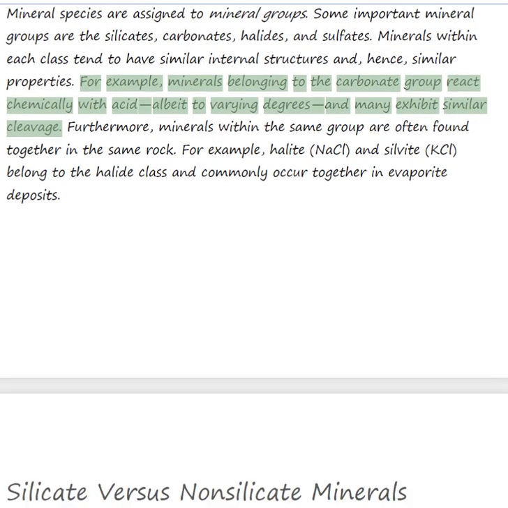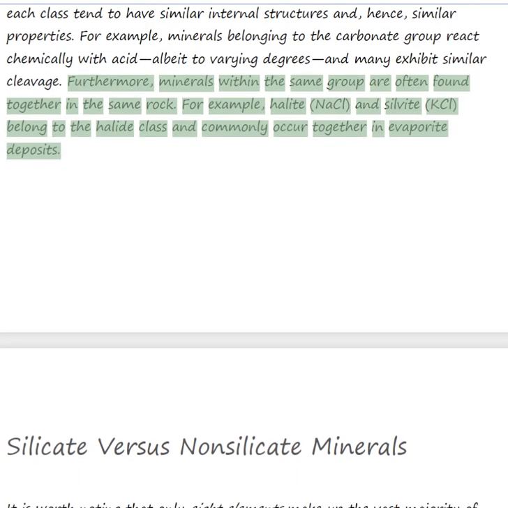For example, minerals belonging to the carbonate group react chemically with acid, albeit to varying degrees, and many exhibit similar cleavage. Furthermore, minerals within the same group are often found together in the same rock. For example, halite and sylvite belong to the halide class and commonly occur together in evaporite deposits.